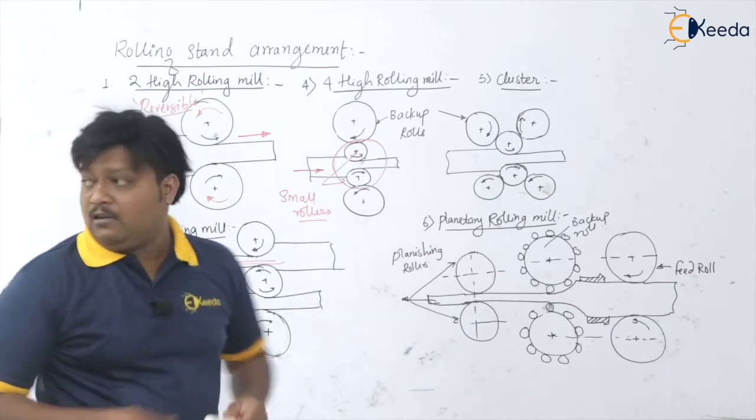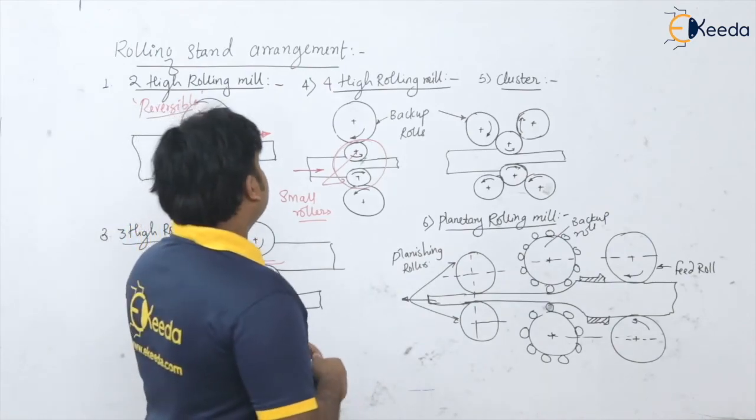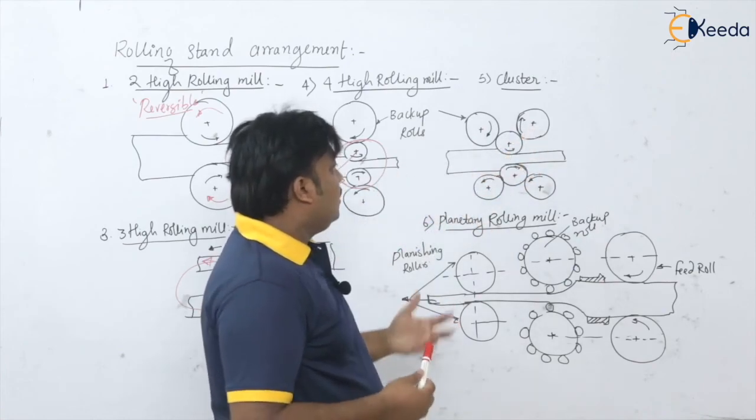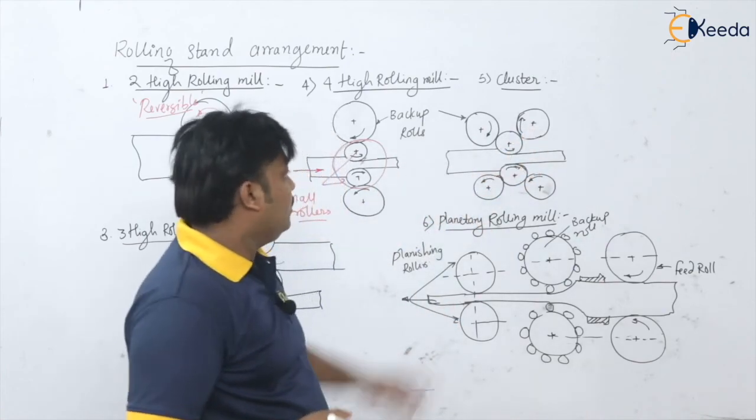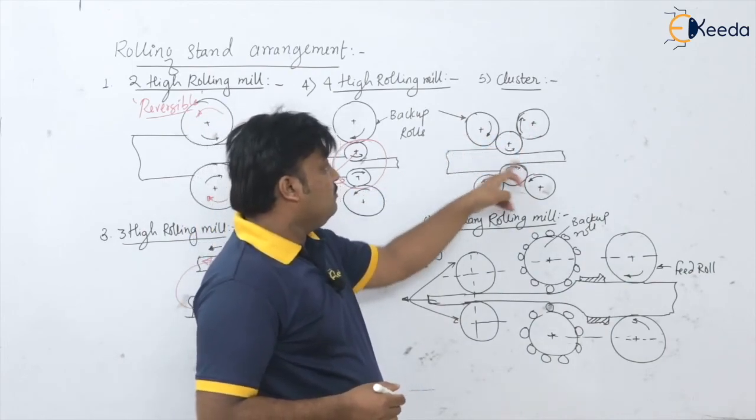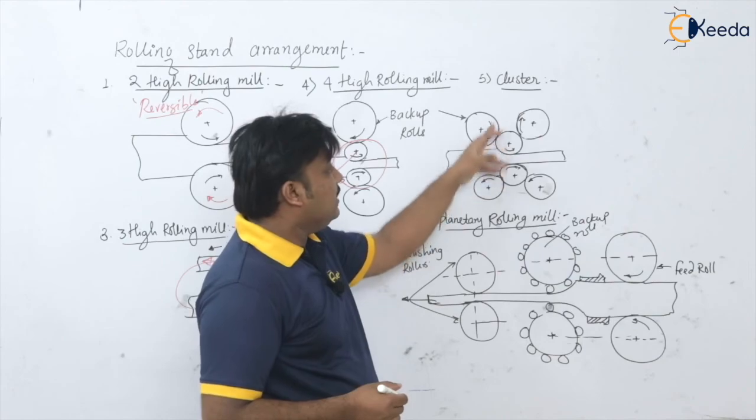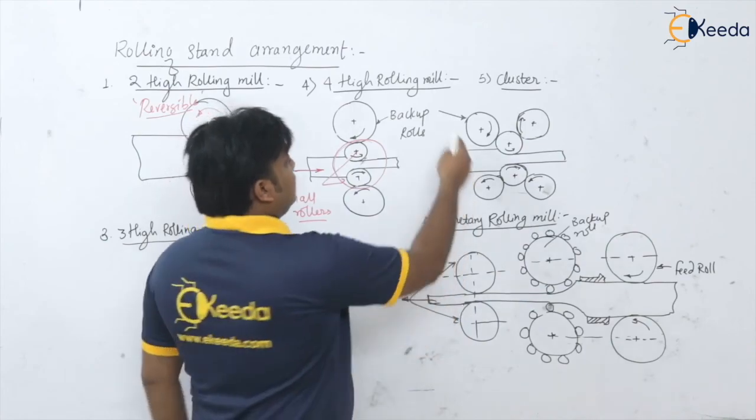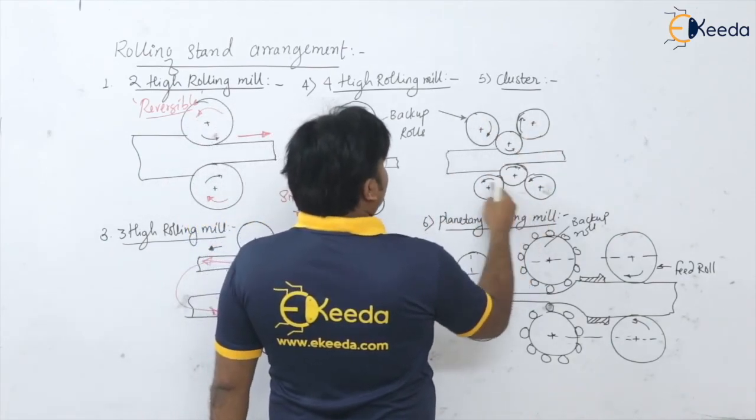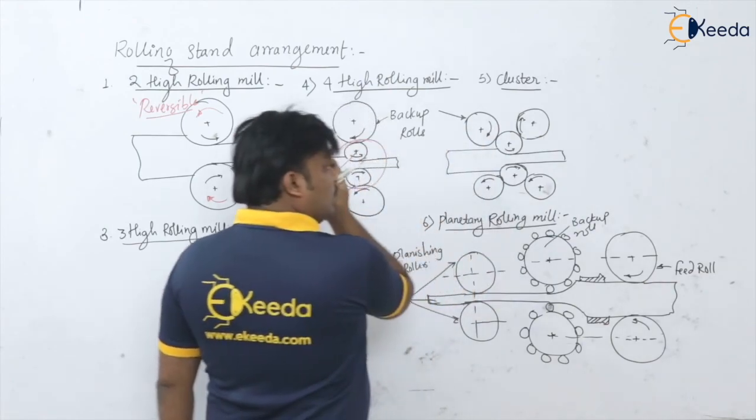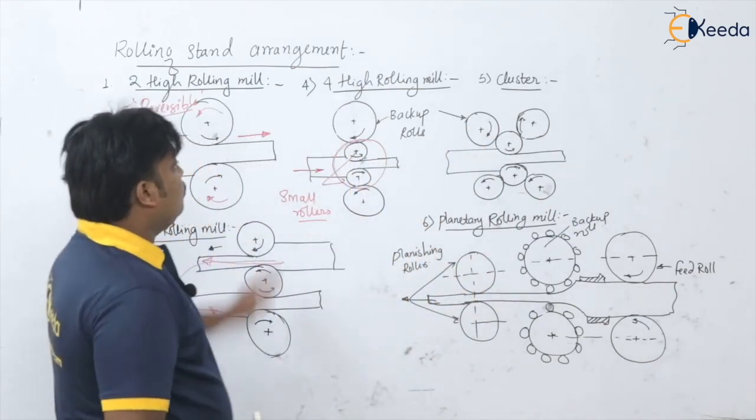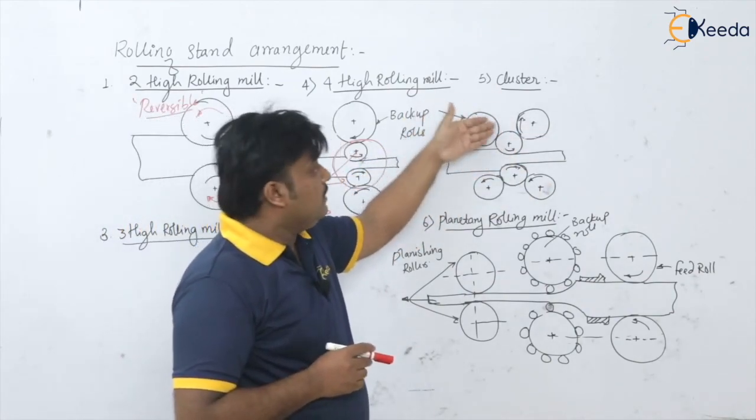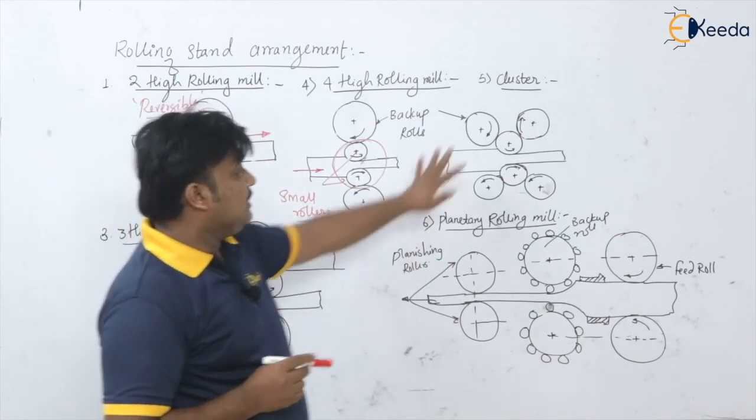Again, if you want even very good rigidity for this rolling stand, you can use a number of rollers as backup rolls. Here, the small rollers are doing the reduction in thickness, but you can again increase their rigidity. Instead of one, we have two backup rolls for both the rollers. So this is about the four high rolling mills, and more than four we can call a cluster mill.